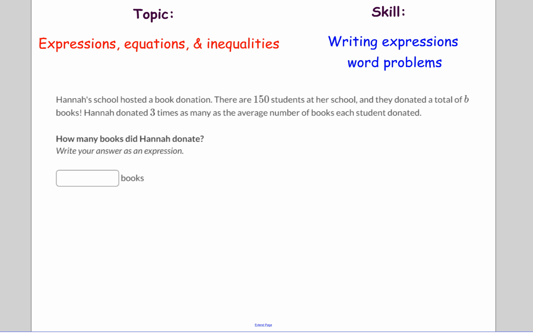So let's talk about this. The total number of books donated was B, right? And if the total number of books was B, and there are 150 students in her school, that means if you took the total number of books and divided it by 150, that would be what the average student donated, B divided by 150. But Hannah donated 3 times as much as the average student. So I would take this and multiply it by 3, or 3 over 1.